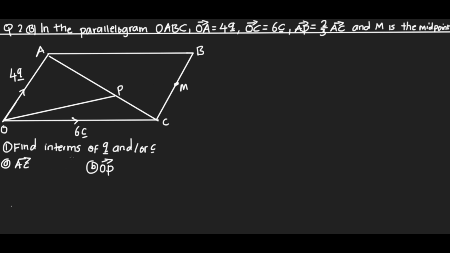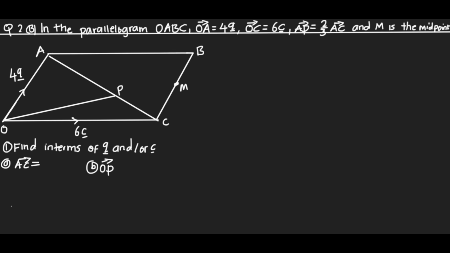So now let's look at the first question. We are told to find, in terms of q and c, the vector AC. So if we want to move from A to C, we can use the route AO plus OC, or if we want, we can use AB plus BC.